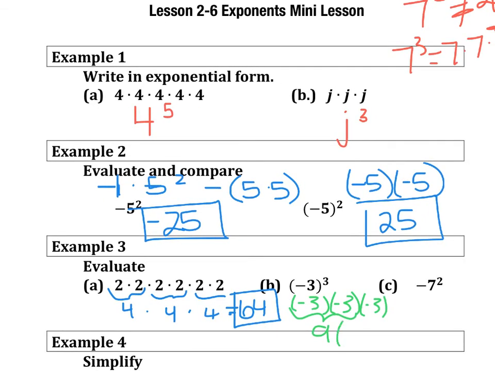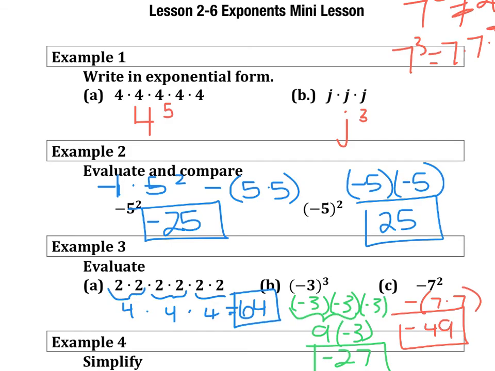And then we multiply by the third negative 3, which will give us a final answer of negative 27. In letter C, we have negative 7 squared, but this time the negative is not part of the base. So again, we think of this almost like there's a negative out in front and we're multiplying 7 by itself inside. So we do end up with a negative answer of 49. So negative 49 is the correct answer for letter C.